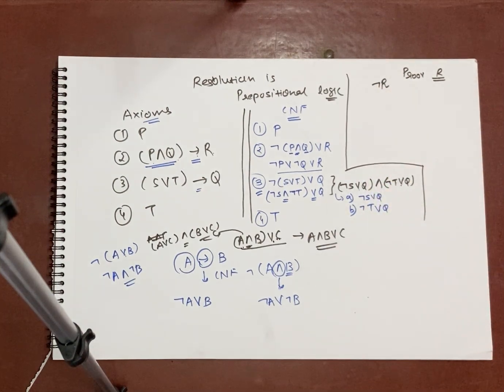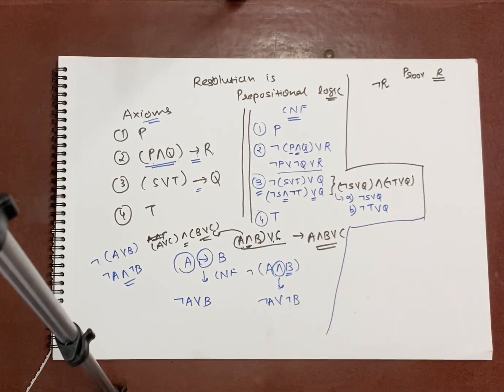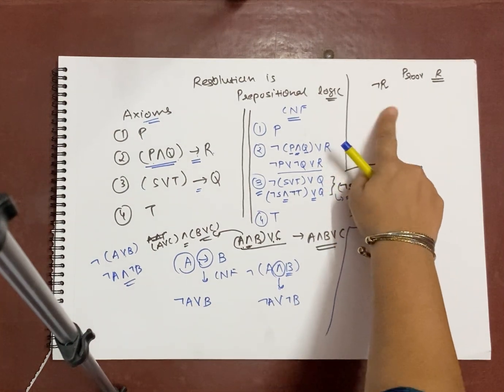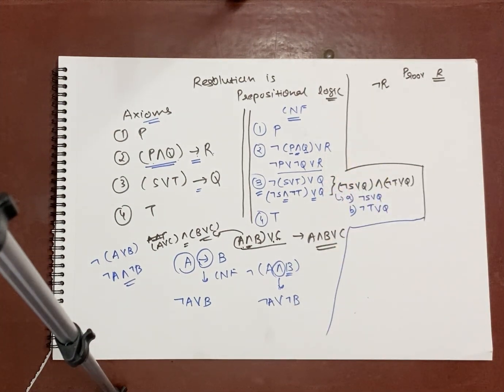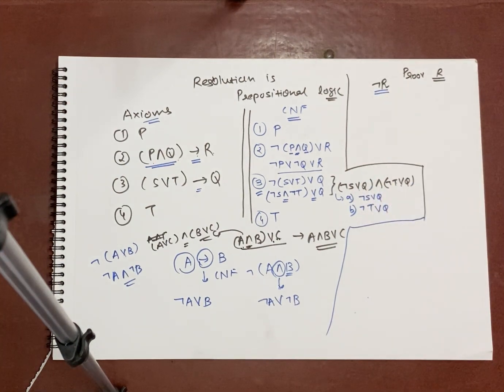Means I am going to assume that not R is true. Okay. Now for applying resolution, what do you have to do? For applying resolution, every time we are first of all discussing an example, then we are going to discuss the algorithm also. So let us assume not R is true.